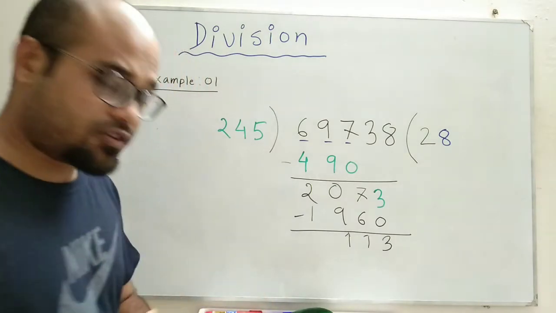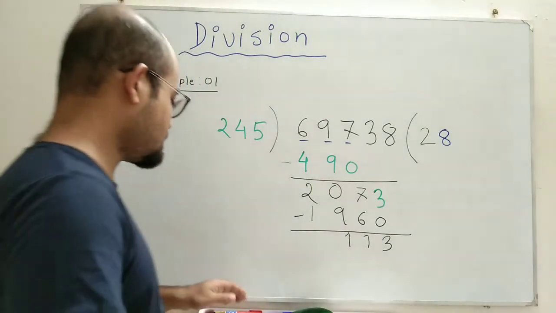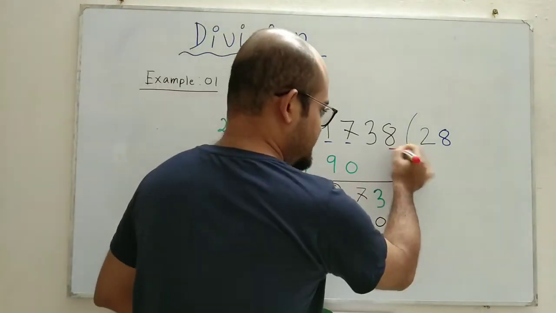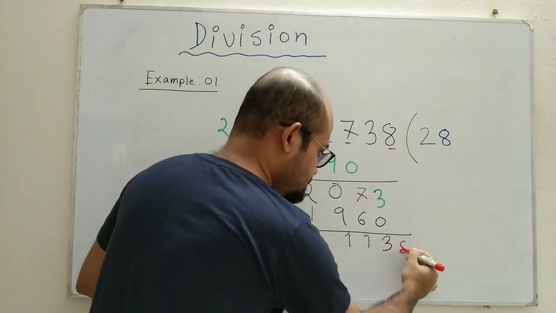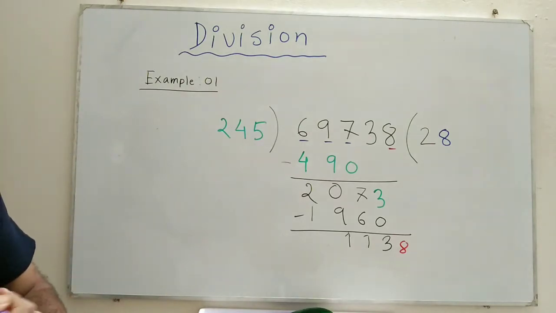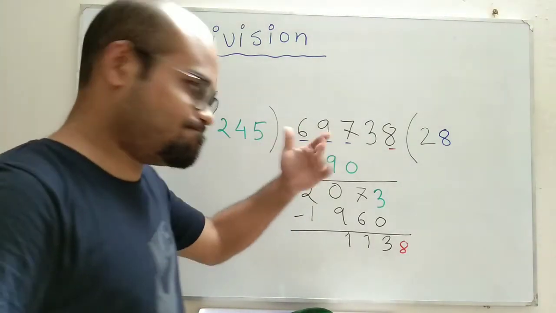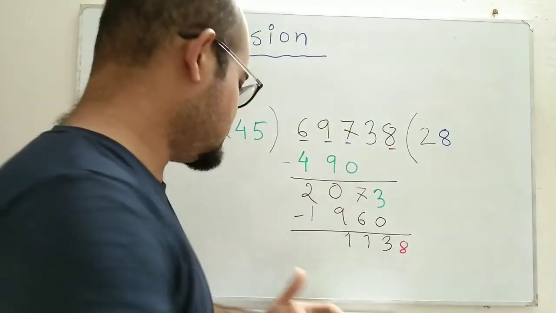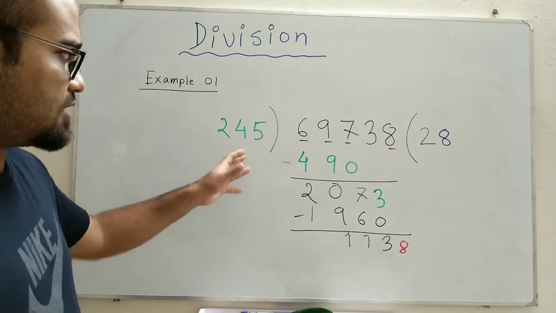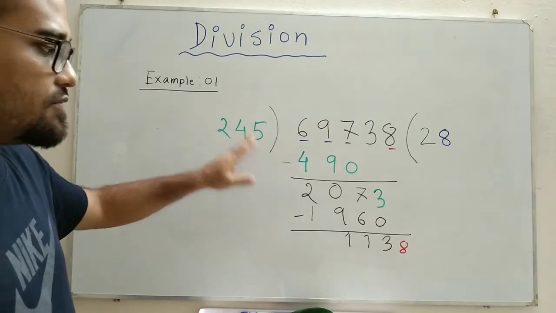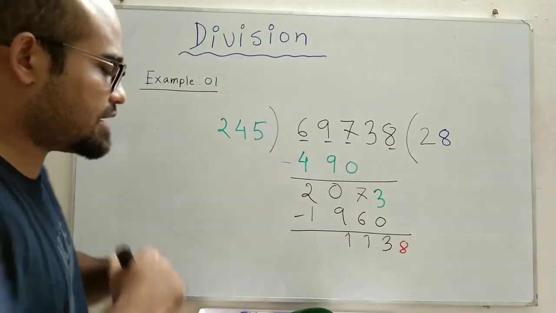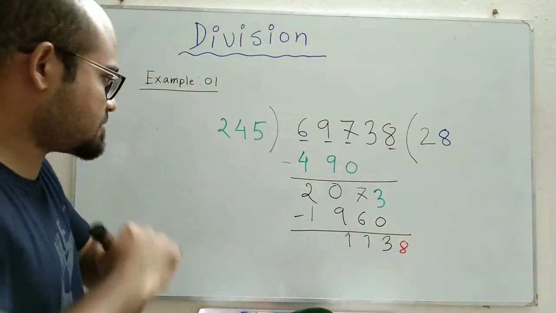Okay. After 113, what to do? Well, carry down the last digit remaining, which is 8. Let's carry it down. What number is formed? 1138. So now what to do? The steps which we have done previously. We'll have to find a number through multiplication with 245 that gives me another number as close to 1138 as possible.